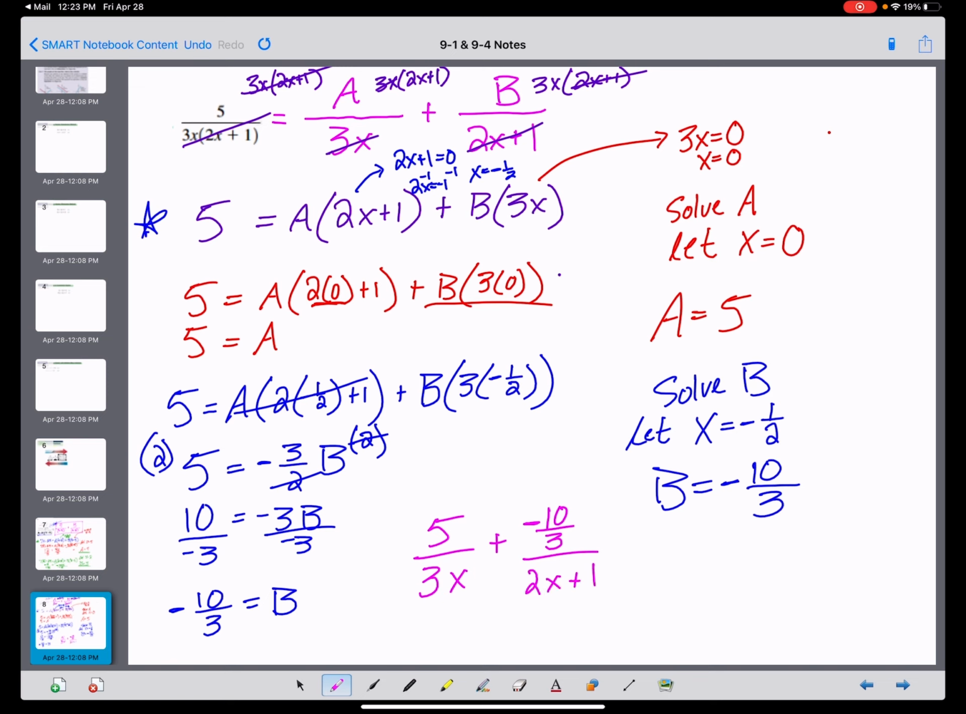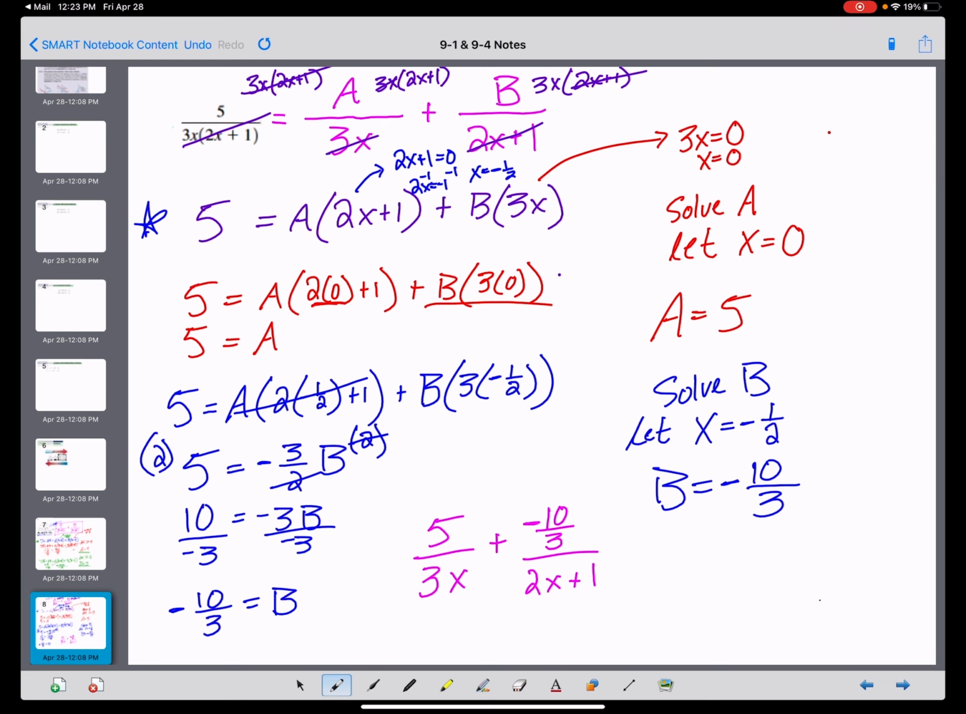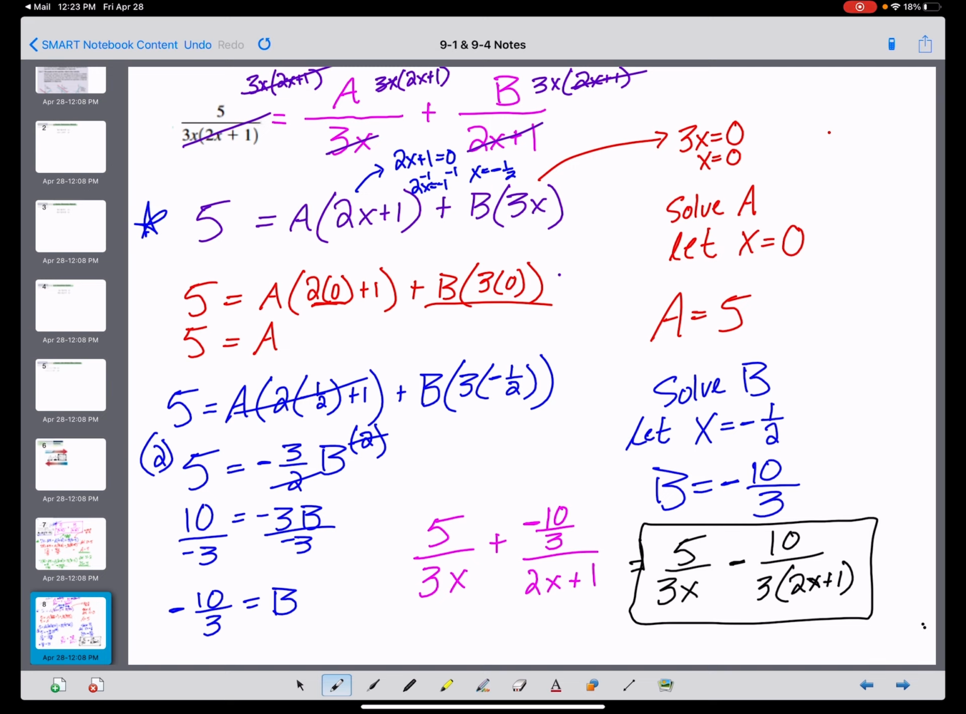Now, I wouldn't really leave my answer like this. This is technically the answer, but you can make it a little more appropriate and simplify it down some, and say that this is equal to 5 over 3x, minus 10 over 3 times 2x plus 1. And this is what I would say is your answer.